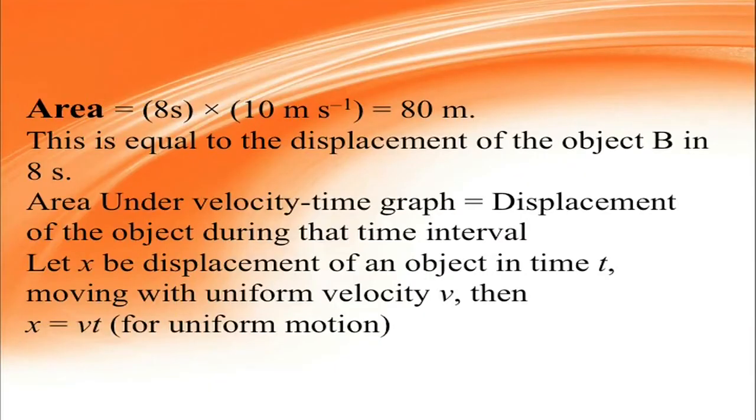Consider the area of the graph in the given figure for the object B. Area is equal to, for graph B, length into breadth, that is 8 seconds into 10 meter per second, which is 80 meter. That is equal to the displacement of the object B in 8 seconds. Let x be the displacement of the object in time t moving uniformly, then x is equal to v into t for uniform motion.